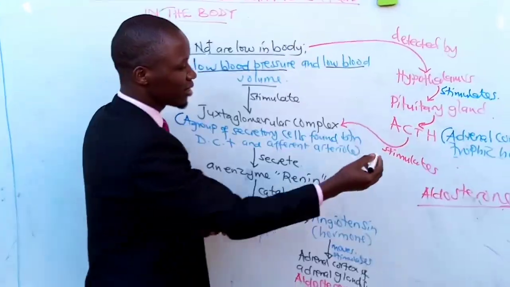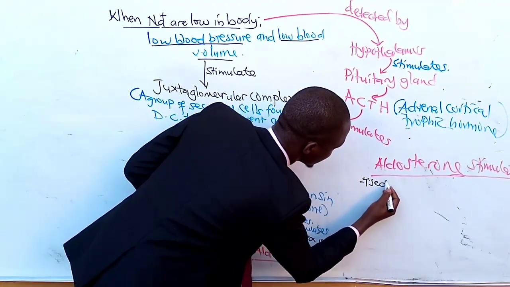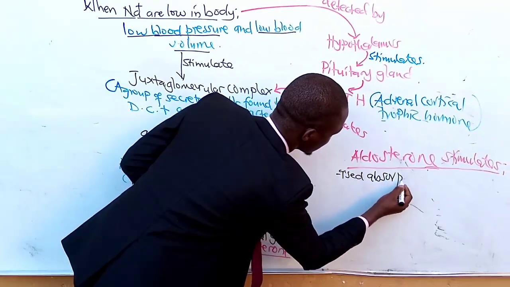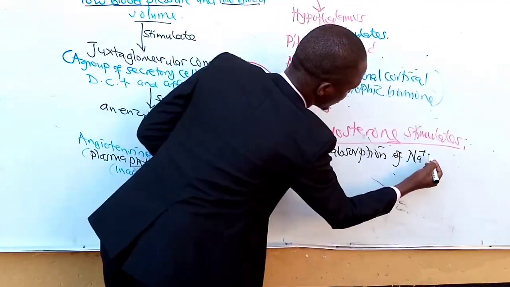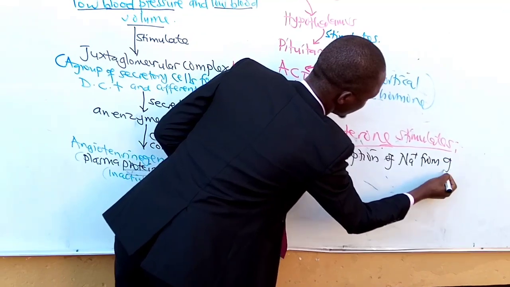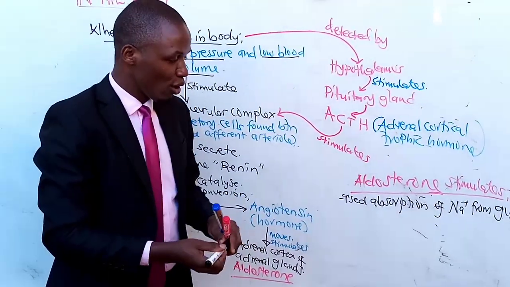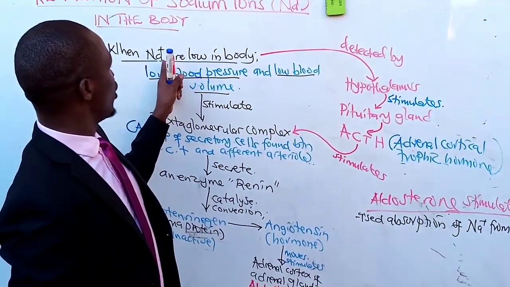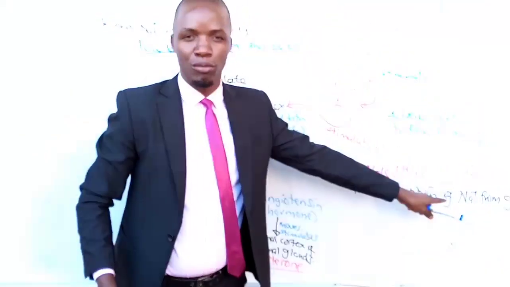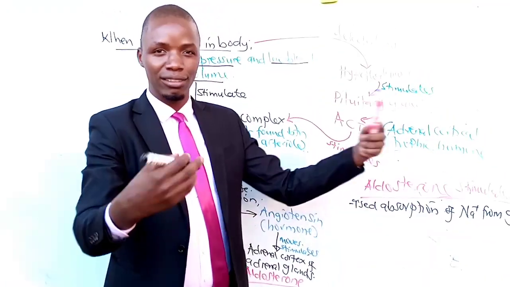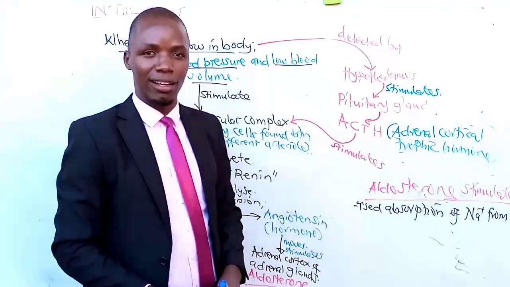One, it stimulates an increased absorption of sodium ions from the what? From the gut. Remember, the foods we eat also have these ions. So it means once we have low sodium ions in our body, then more sodium ions are absorbed from the gut, so that we can retain back our normal sodium ion levels.